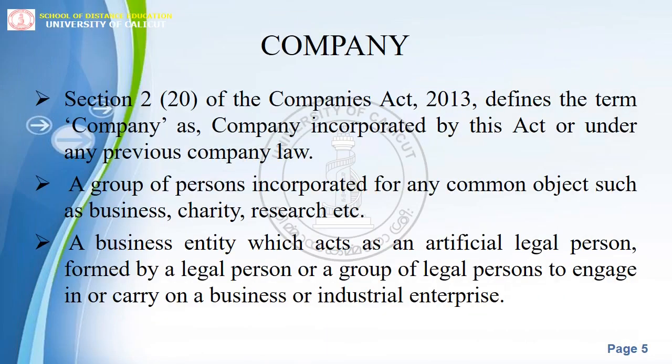As per the definitions of the Companies Act 2013, the term company is defined as a company incorporated by this Act or under any previous company law. In simple terms, a company is a legal entity formed by the association of a group of people to work together towards achieving a common objective. The Companies Act also identifies various kinds of companies, which we will be discussing later.